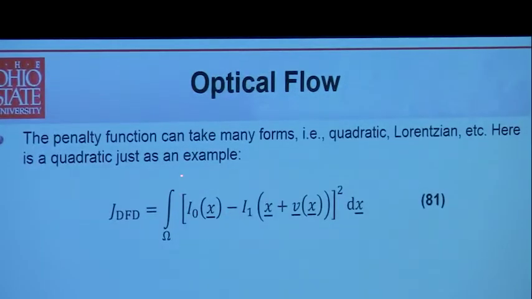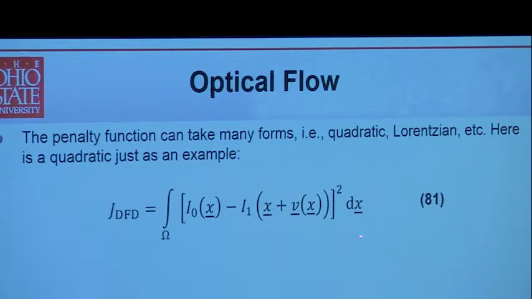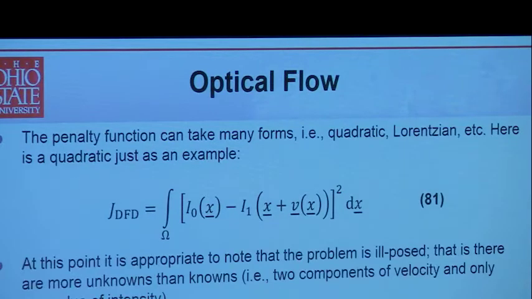So this just shows you how you proceed within a minimization problem. You're trying to find the solution integrated over the entire domain, which here would be an image, right? And we're trying to minimize I0 minus I1. So just a classic minimization problem.